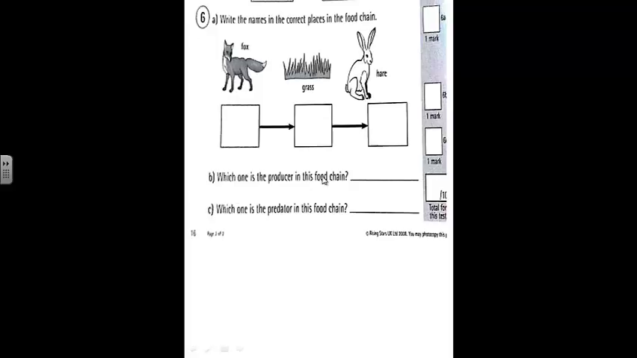Which one is the producer in this food chain? Grass. Any plant in the food chain, we just call it producer. Which one is the predator in this food chain? Predator means the wild animals that eat other animals to get energy. Fox eats hare to get energy, so fox is the predator of the hare, and hare is the prey of the fox, and prey is the poor animals that are eaten by their predator.